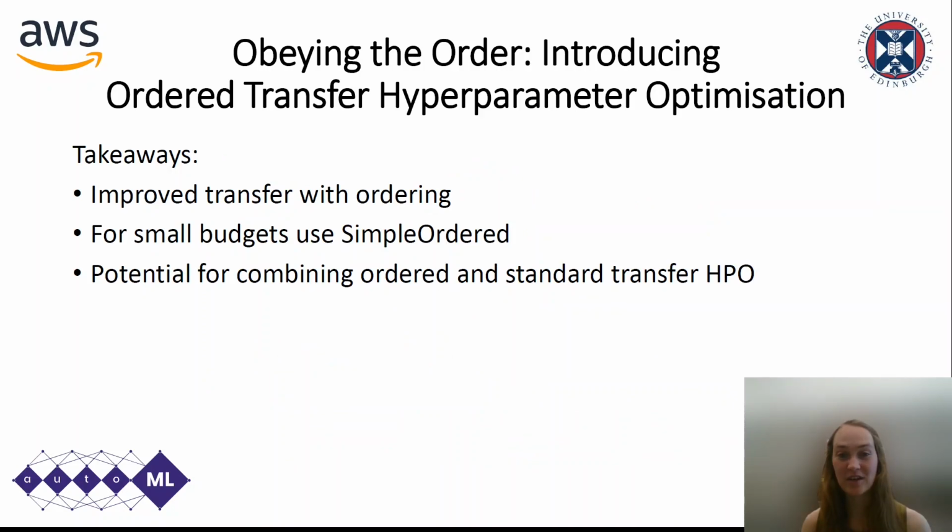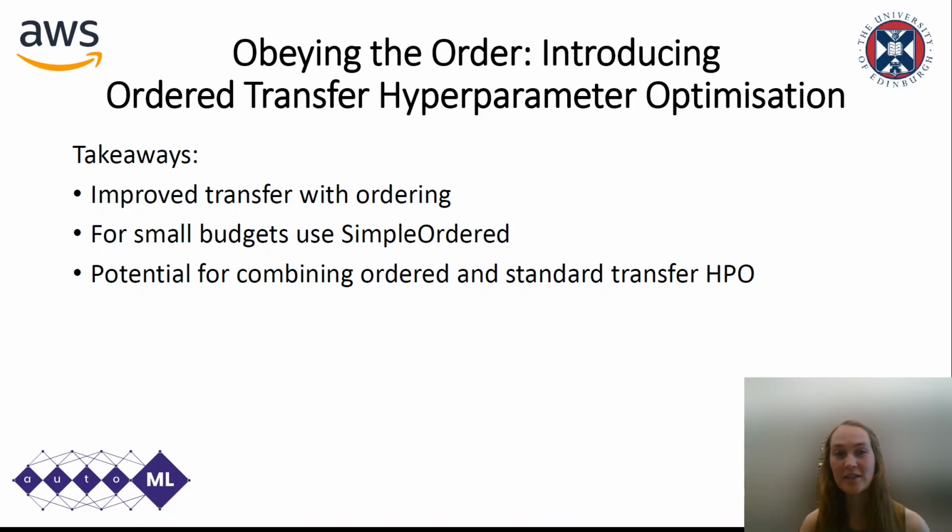Our takeaways are that you can get improved transfer by taking the ordering into account. And if there is an ordering between the tasks, then you should be exploiting that to get as good performance as possible. For small evaluation budgets, we recommend using the simple ordered method.